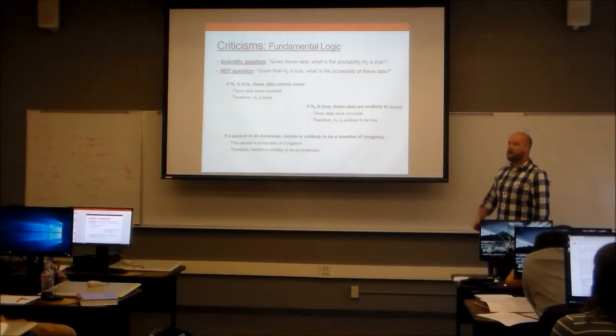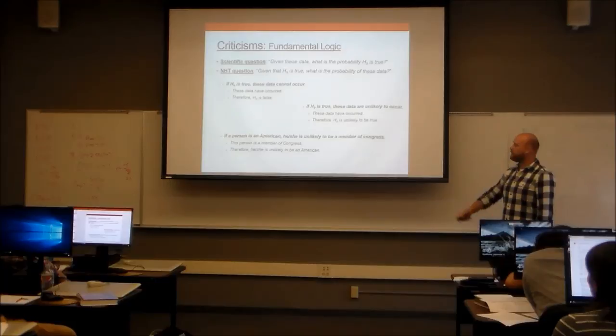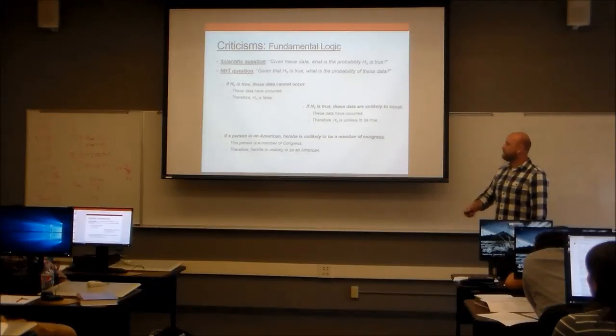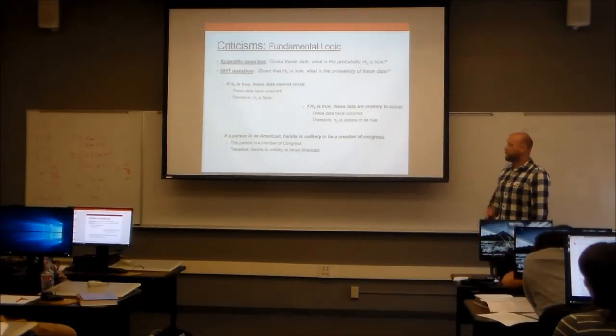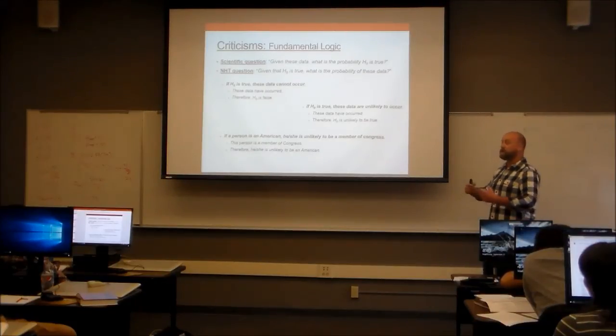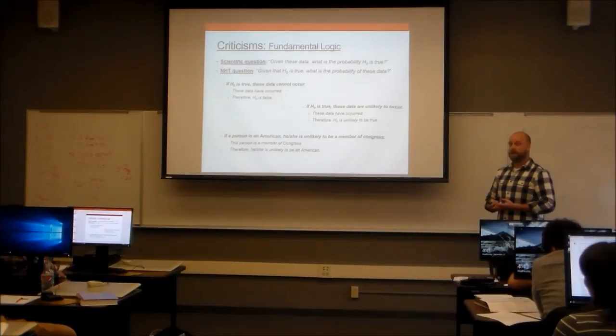To see this, if we take the null hypothesis and start substituting things around: if a person is an American, he or she is unlikely to be a member of Congress. That's a true statement, right? This person is a member of Congress, therefore he or she is unlikely to be an American. Right? Sort of a silly example, but you start to see the breakdown of the fundamental logic.